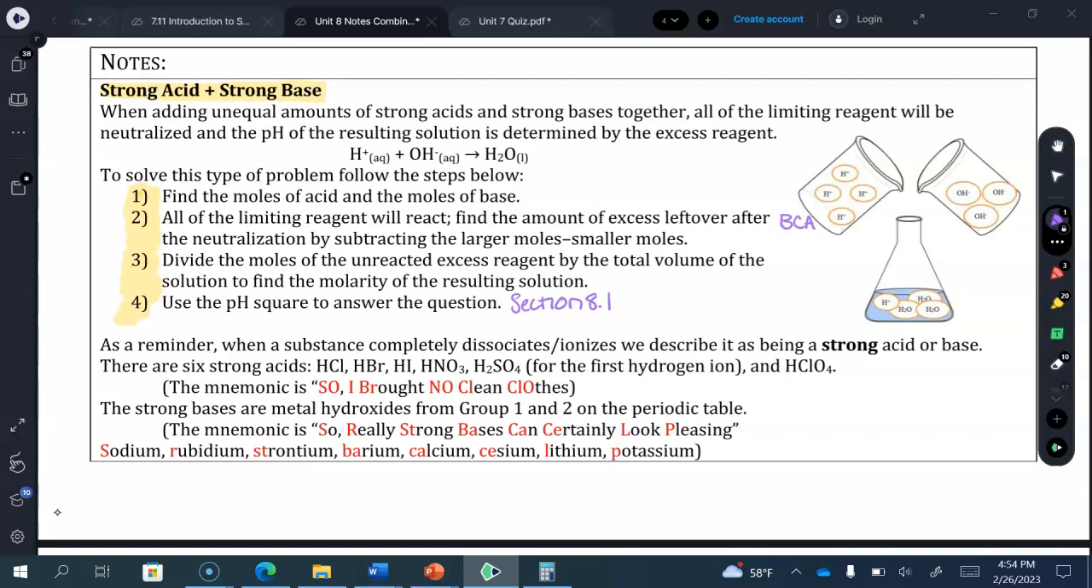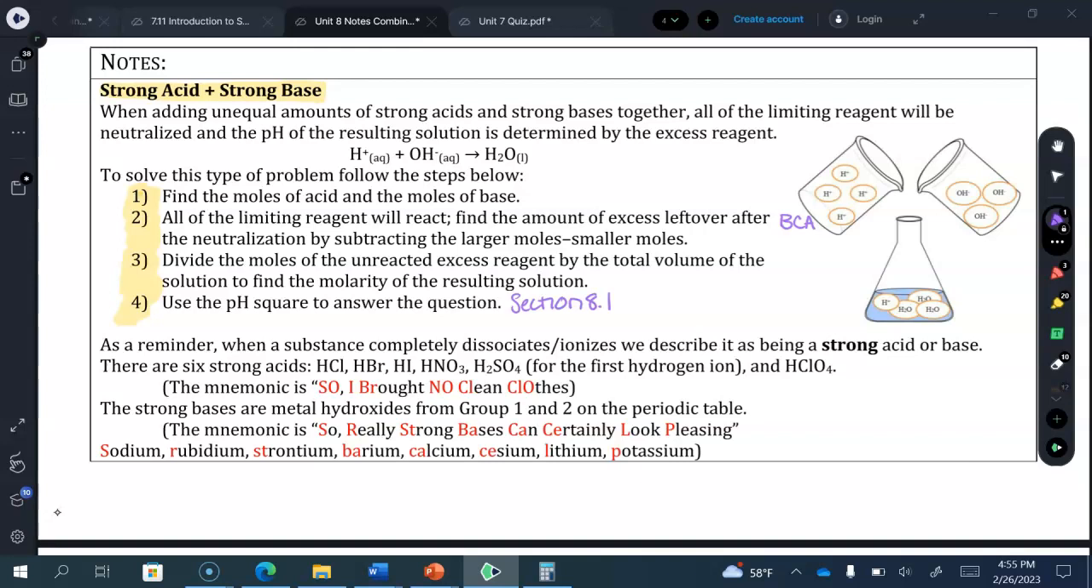You first find the moles of acid and moles of base. All of the limiting reagent will react. Find the amount of excess left over after the neutralization by subtracting the larger moles minus smaller moles, or do an ICA table with just the reactants. Divide the moles of the unreacted excess reagent by the total volume of the solution to find the molarity of the resulting solution.